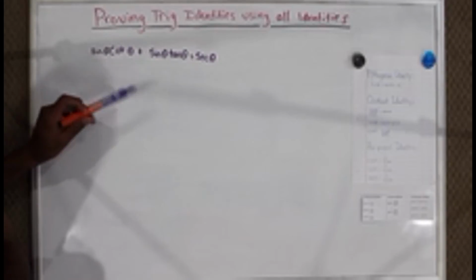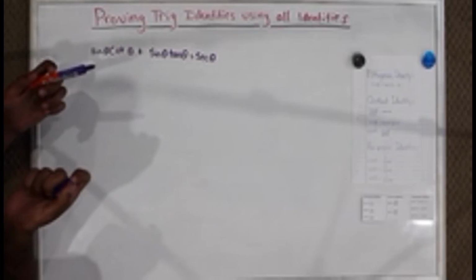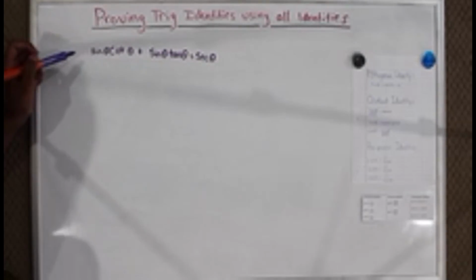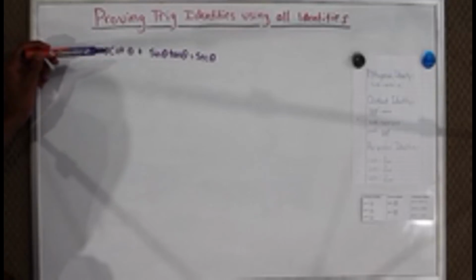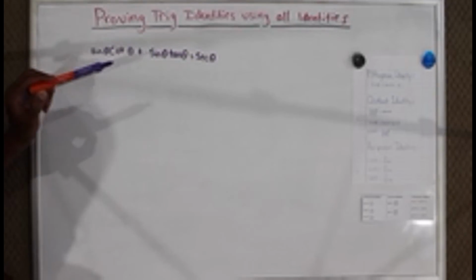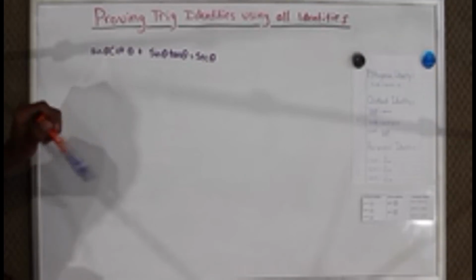So this is like the trigonometric identity equation, the question that we're going to start off with. It says sine theta times cotangent theta plus sine theta times tan theta equals secant theta.